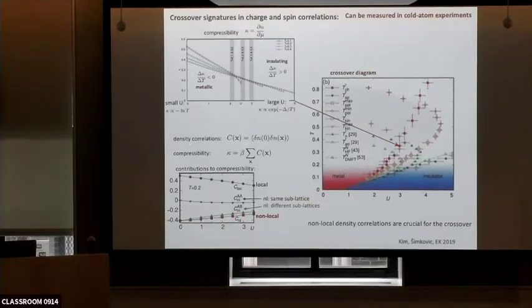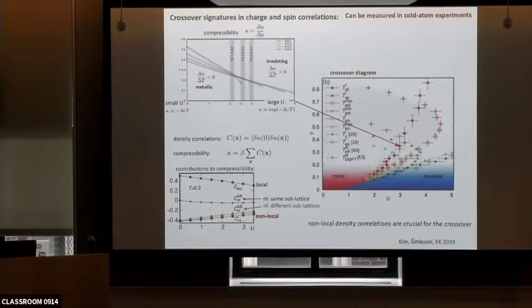It's just a sum. Well, it's related to the density correlations, and clearly it's just a sum of the trace of this correlator. And we see that the net local contribution has a sign that is opposite to the non-local contribution. So actually, the net compressibility is a result of near cancellation of local and non-local fluctuations in density correlations, which is quite non-trivial.